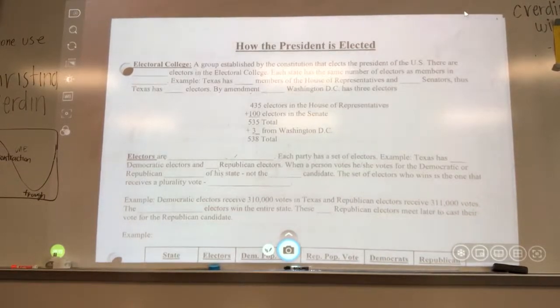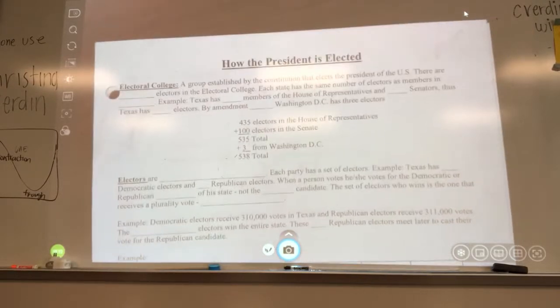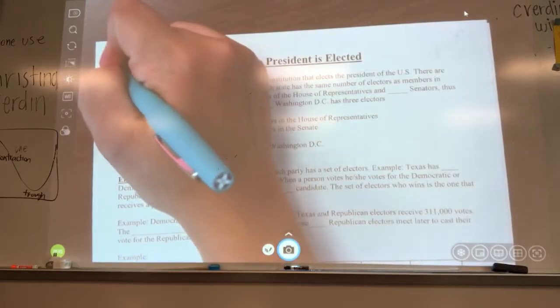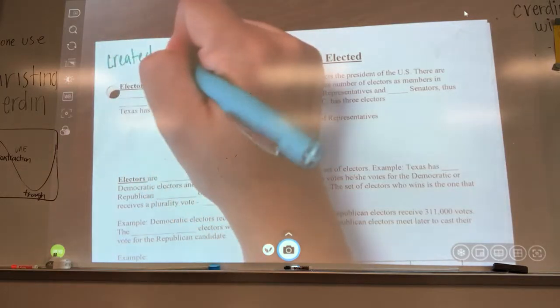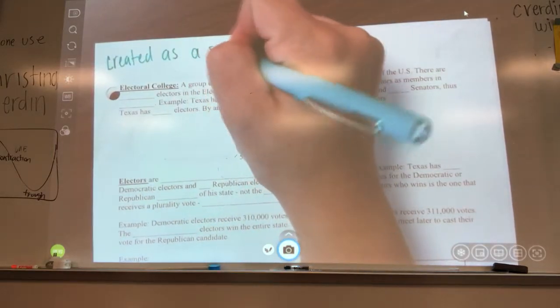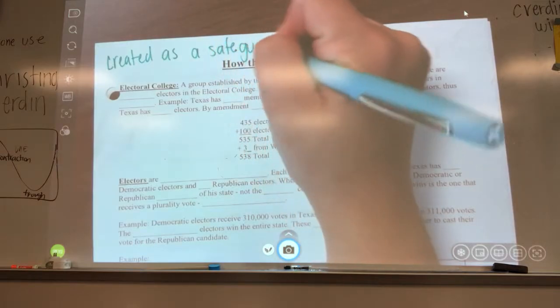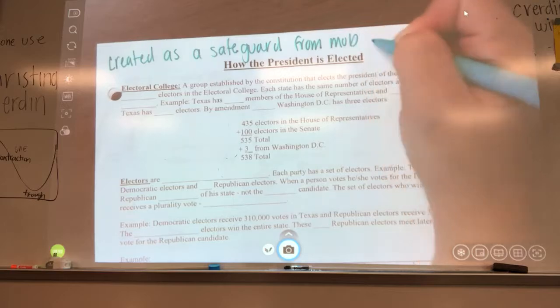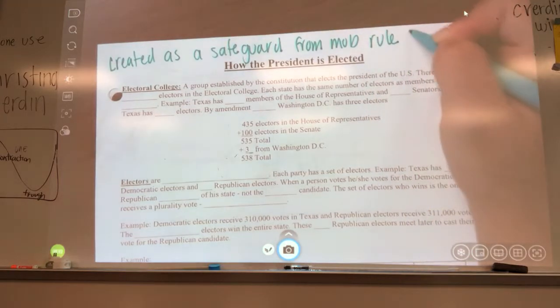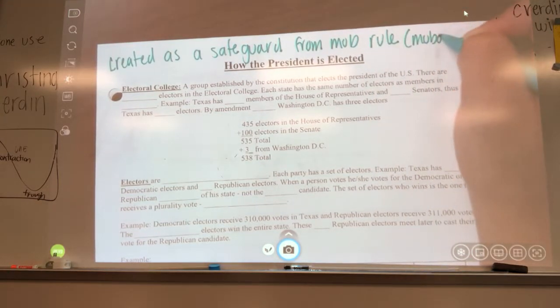is that there were safeguards created in the Constitution to prevent mob rule. So one of those safeguards was the Electoral College. So I'm going to write at the top, this was created as a safeguard from mob rule, or we know this group called the mobocracy.